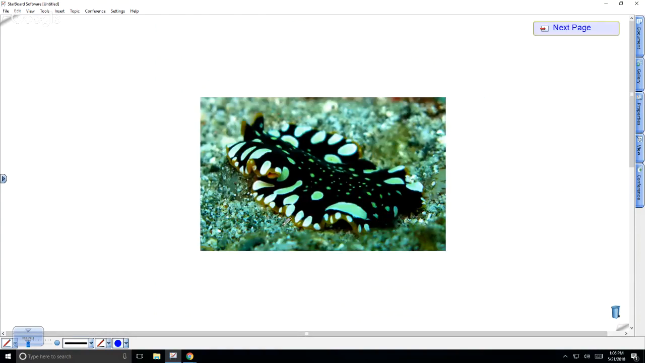So this is my marine flatworm, right? It's very thin. It has no circulatory system. It simply gets oxygen, and CO2 just moves passively across the surface of its body.